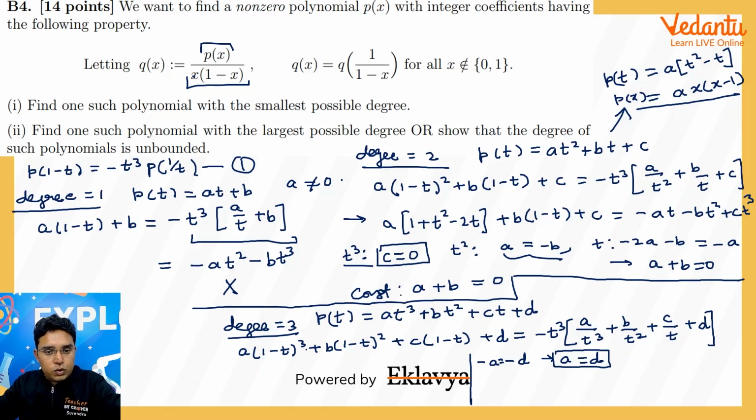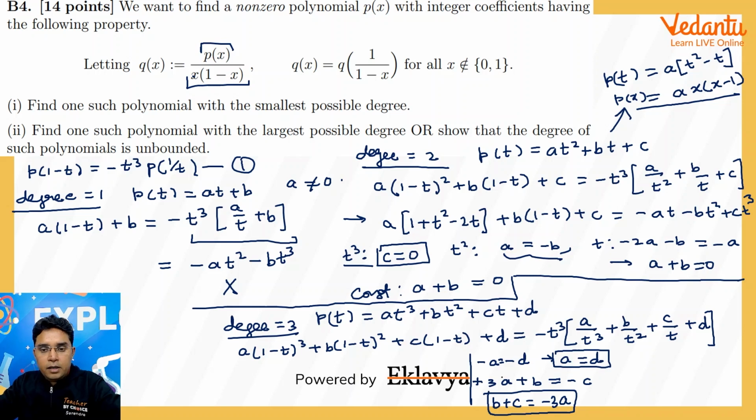Now comparing t square, I think we will be getting plus 3a here, plus b here, and on the right hand side we will be getting minus c. So here we are getting 3a plus b is equal to minus c. Okay, let us write everything in terms of a. d is already equal to a. I can write b plus c is equal to minus 3a. So that is one relation I am getting.